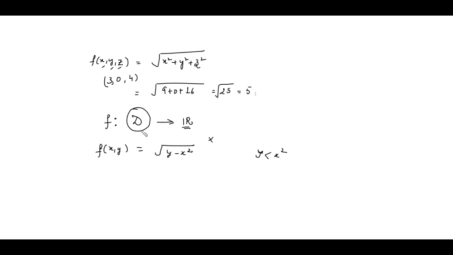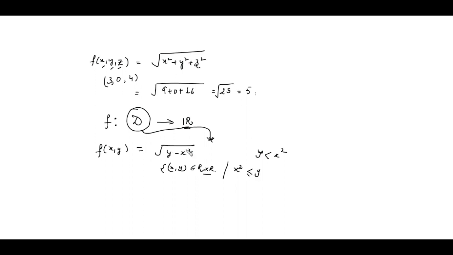So what is the domain set for this function? What are the domain values? It means what are the values of x and y for which this function is defined. Here the domain set is those values of x and y belonging to the real numbers, right? Such that x square is less than or equal to y.